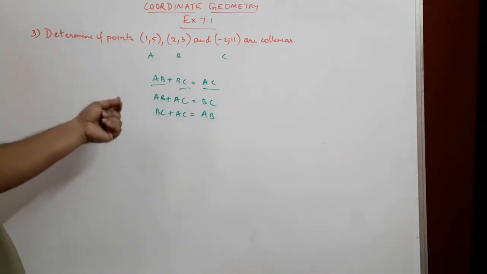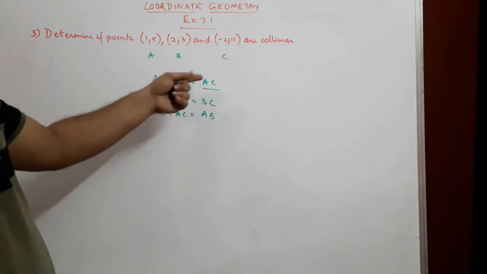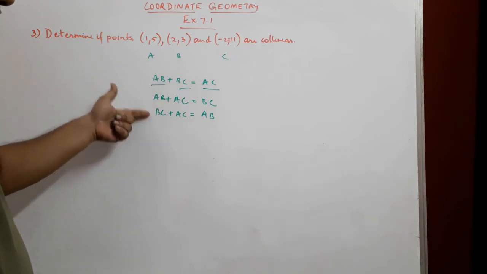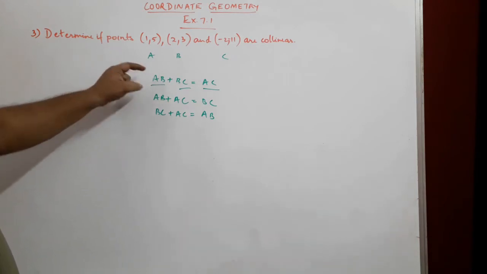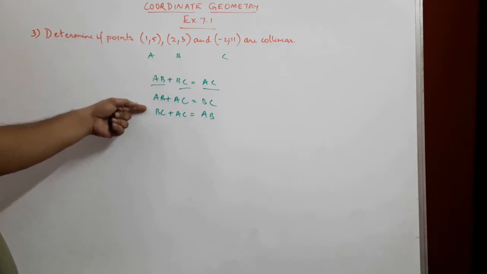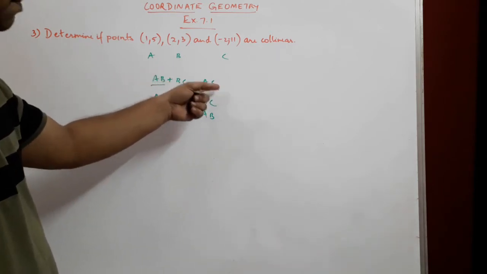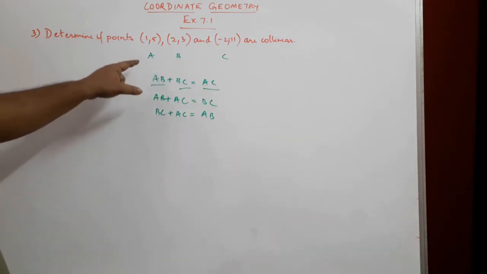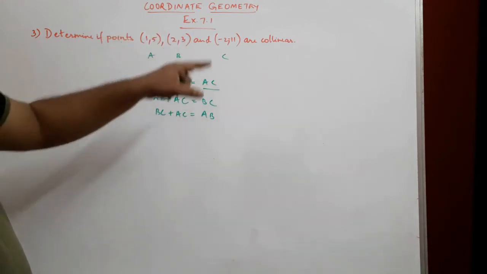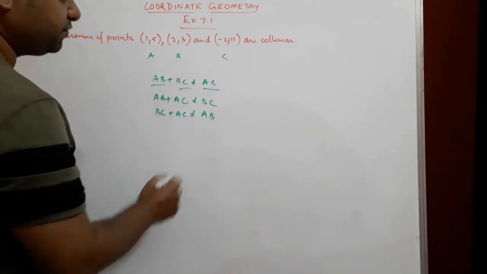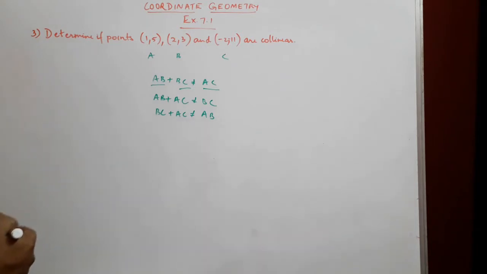First of all, we need to find out AB, BC and AC, and then by adding in either of these three combinations, we have to see if any one of the combinations gives us the distance between the third pair of points. Only then we can say that this is collinear. But if none are equal, then we can say that these points are not collinear. I hope you're getting it.